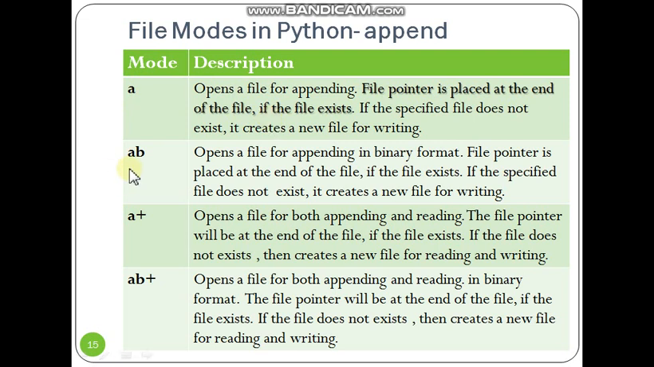Then AB means opening a binary file for appending purpose. A plus means appending and reading. We want to append and also we want to read the data. Then for binary file appending and reading, AB plus.